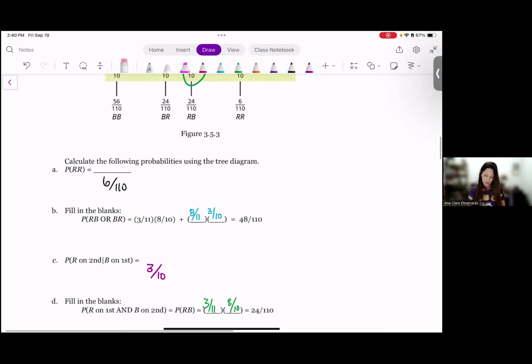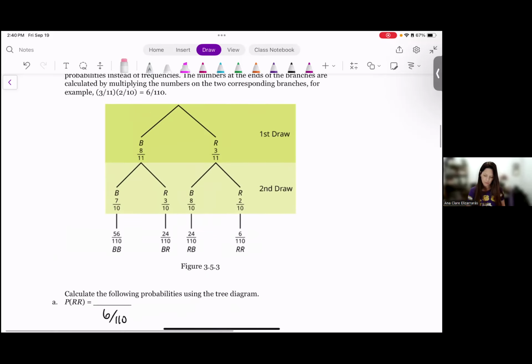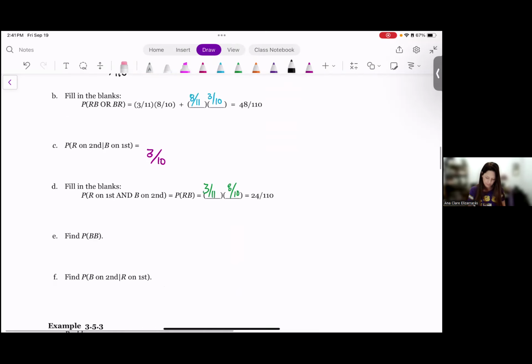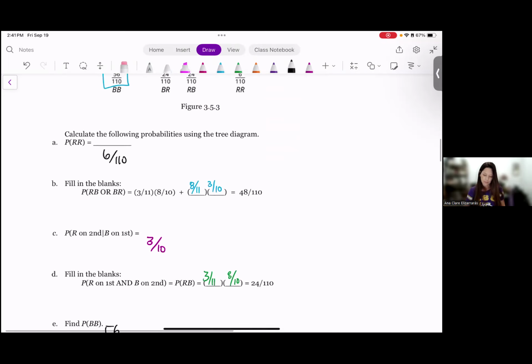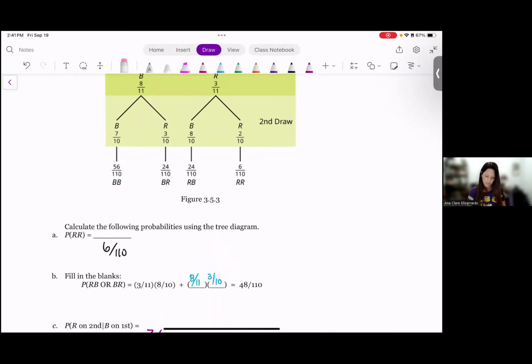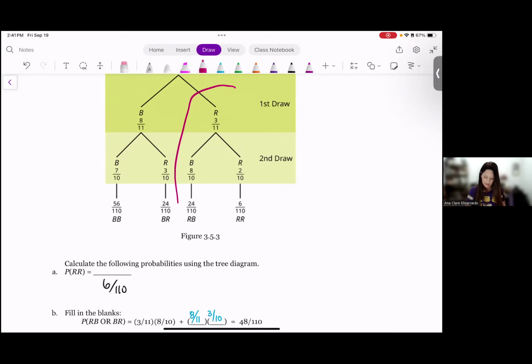Same idea. Let's go up to our chart. Blue and blue. Blue track, blue track. That gives me 56 out of 110. 8/11 times 7/10 is 56 out of 110. And then lastly, we want the probability of blue 2 given that we have red first. So let's go to the red side and look at that second draw and see how many blues there are. Focusing on the red side, on the second draw, how many of those were blue? 8 out of 10.